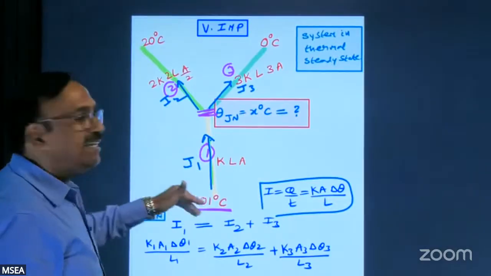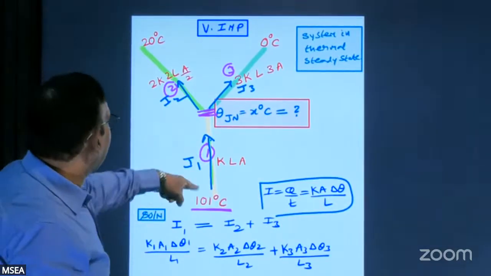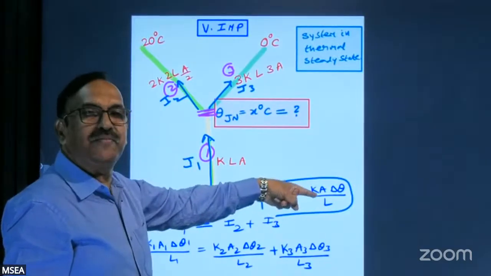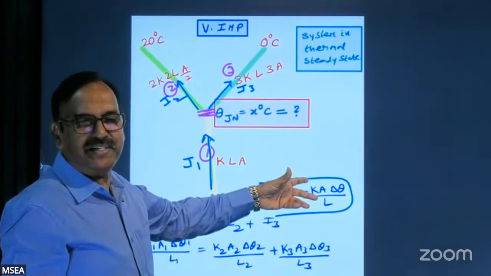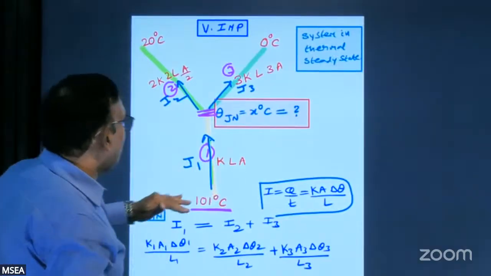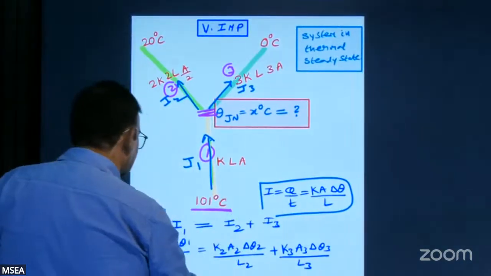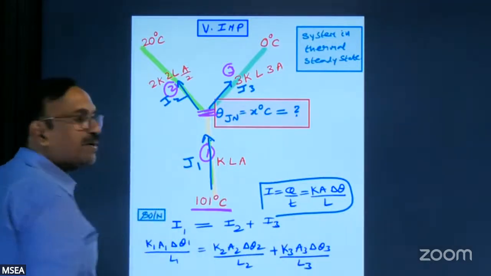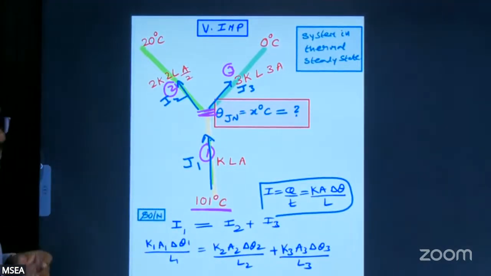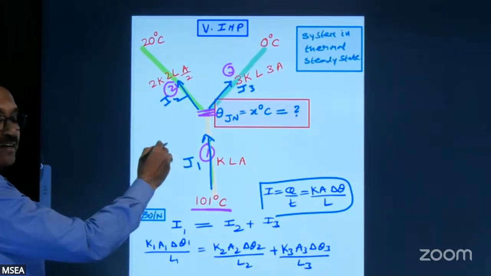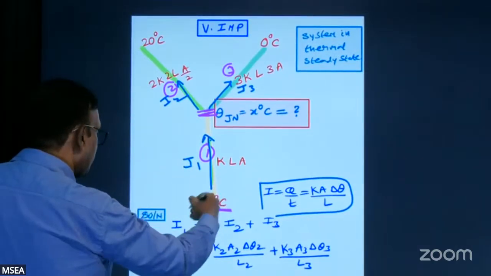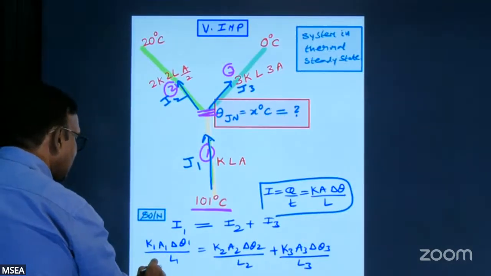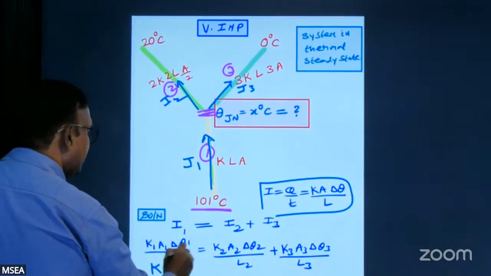Here, practically nothing is constant. K is different, area A is different, delta theta is different, L is different. So I1 means K1, A1, delta theta by L1, and similarly I2 and I3. What is our next step there? With enough patience and concentration, you have to write the corresponding values there. For the first conductor, K1 is nothing but K there.